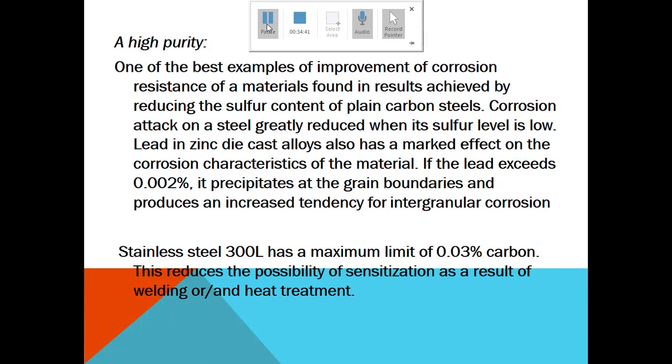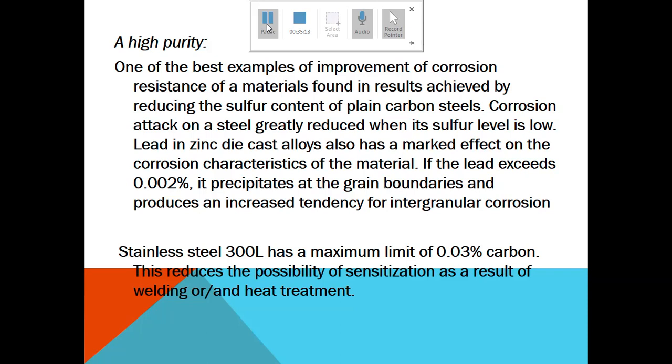Stainless steel 316 contains 18% chromium, 8% nickel and 2.5% molybdenum. Stainless steel 316 contains chromium at more than 12%, which is required to form stable passivity.